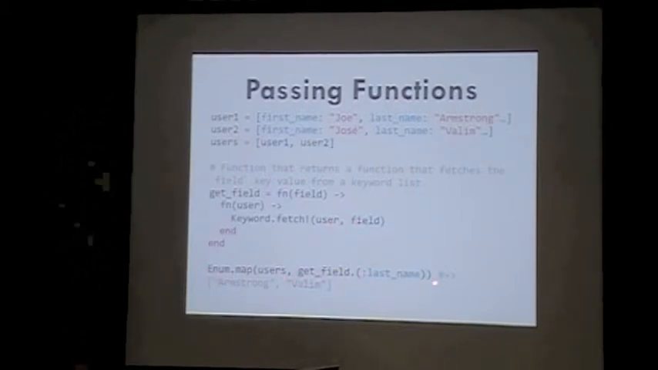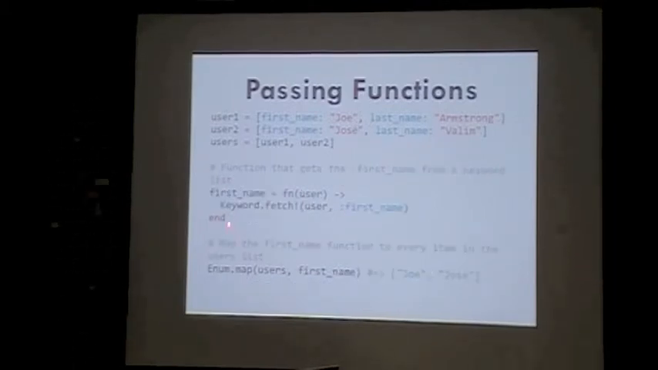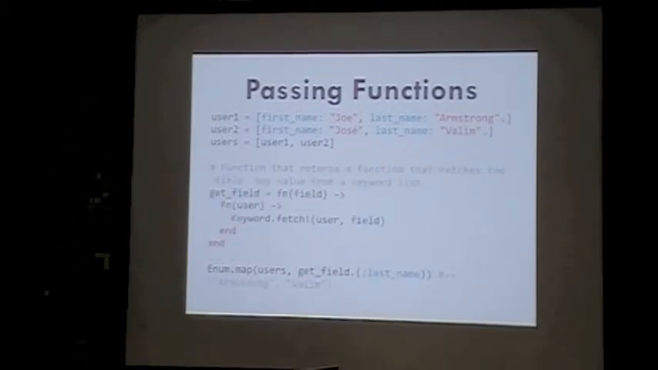So here on this line here, we're actually using it. So again, we're passing in the list of users that we've defined up here. But this time, instead of passing in, like we did before, our reference to the first name variable, we're actually going to invoke this getField function, which actually returns another function. And that function we return is actually going to fetch the last name. So in this case, we do the same thing as before, only we get the last name.